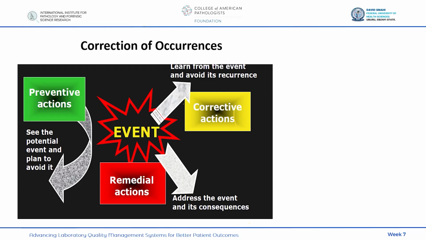By learning from the event, avoiding its recurrence, okay? Then we also should see the potential of the event and plan to avoid it. Put measures in place and make sure that you prevent that from happening, not just correcting and then just leaving it like that.